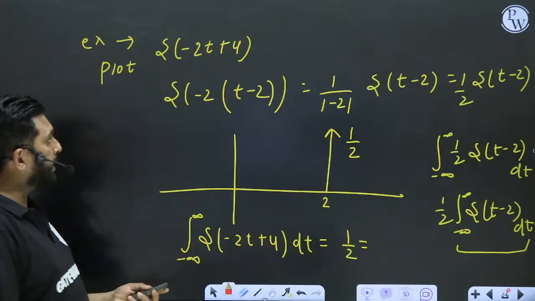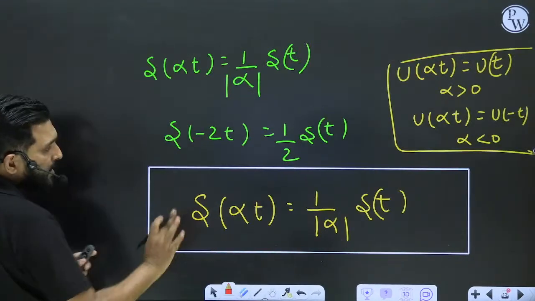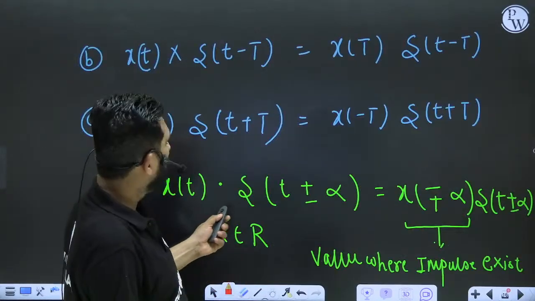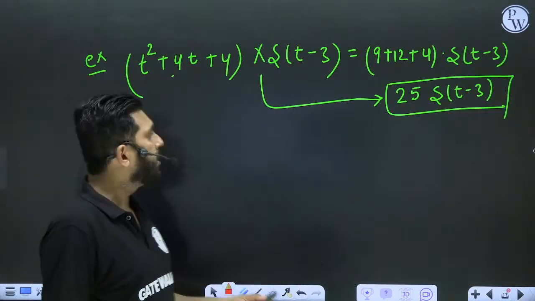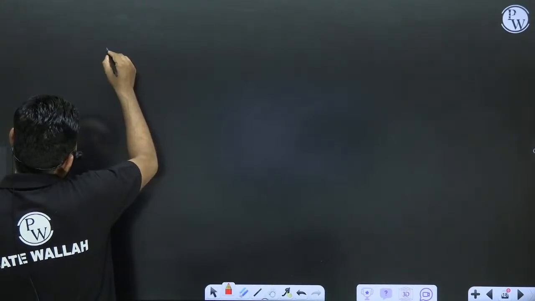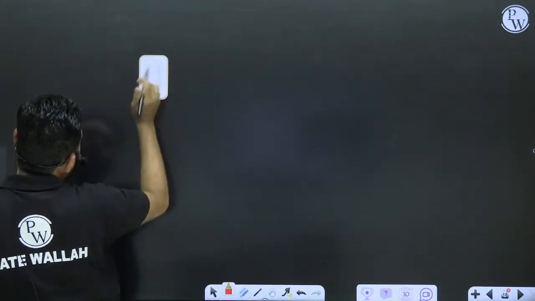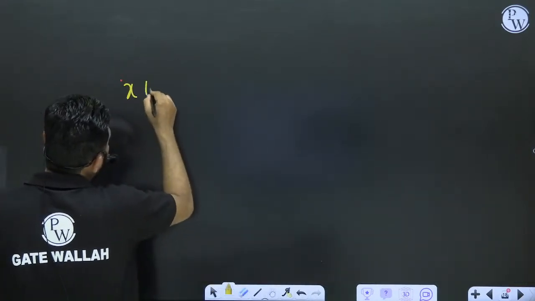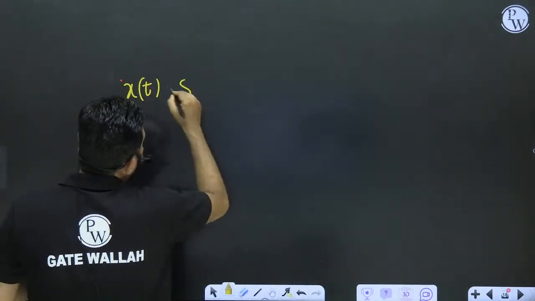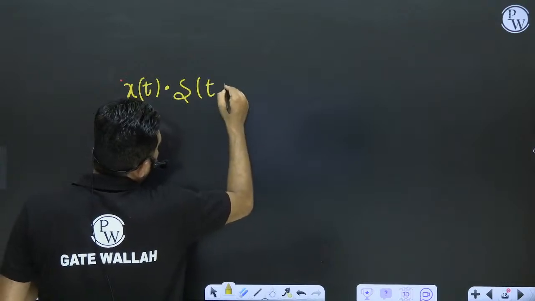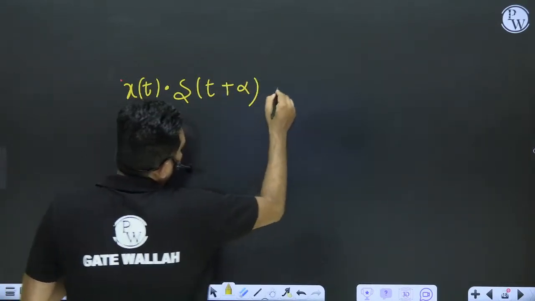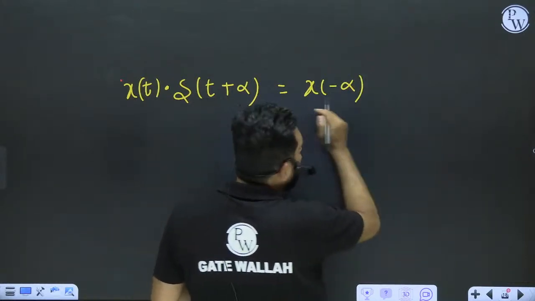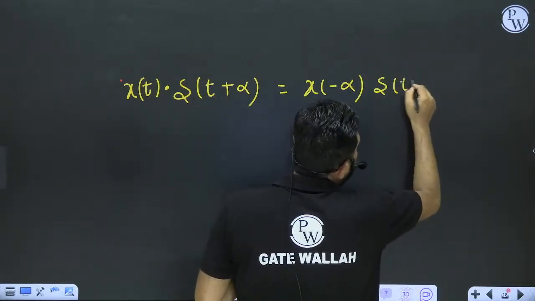Now the second property is very interesting. It's just a representation, the same thing, an extension of this property. We say that x of t is multiplied with delta t plus alpha. We get x of minus alpha, because the impulse exists at t equal to minus alpha.